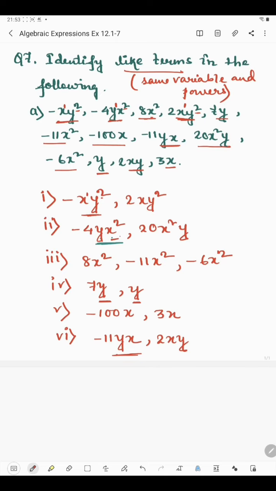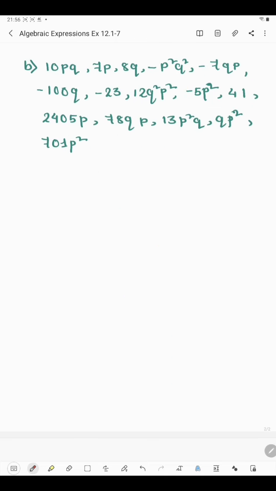Okay. Now coming to the B part. Our first term in the B part is 10pq. So we will write this. Now the second term is 7p. That means we will have to find the p term here. The p term we have not got yet, so we will have to write this separately. Now we have 8q. The q term also is not there, so we'll write 8q separately.